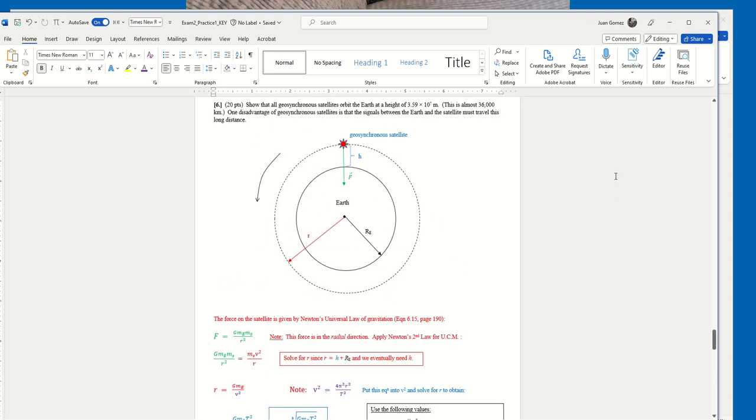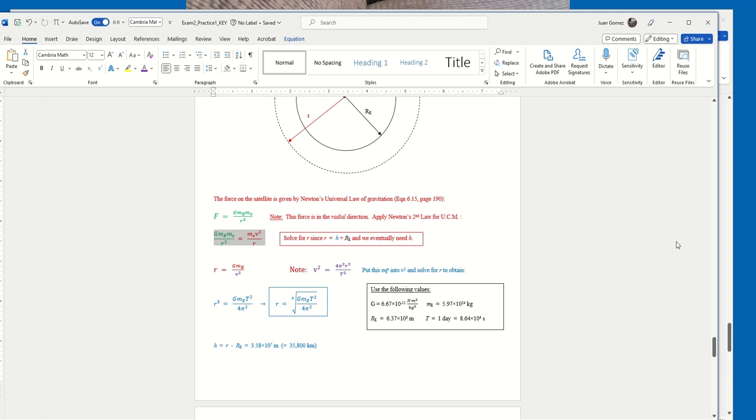All right. So the force on the satellite, this radial force, is given by the universal law of gravitation. That F is G, mass Earth, mass satellite over r squared. So Newton's second law for UCM states that radial force is equal to m v squared over r. But the m is the mass of the satellite, because the satellite is what's undergoing the UCM. So on the left, the force is G m_e m_s over r squared, equal to m_s v squared over r.